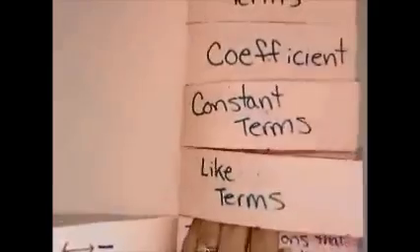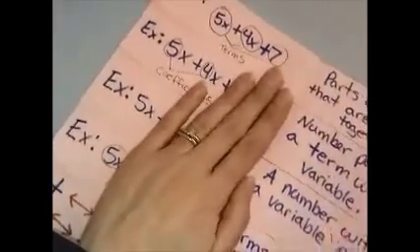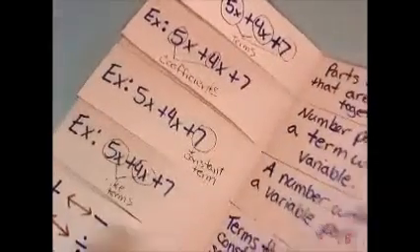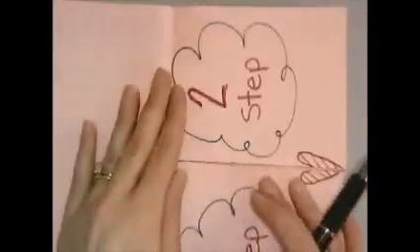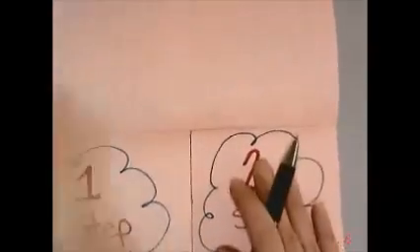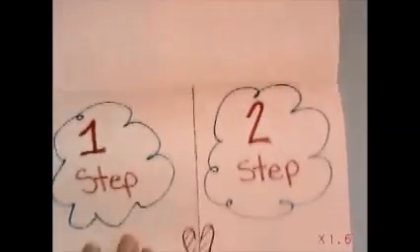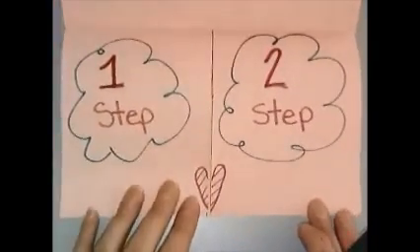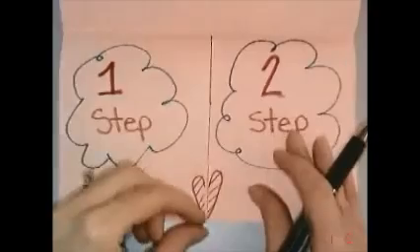So page 2 is our page that we cut into strips, and I'm going to turn this sideways again. Page 3 has our definitions and examples. And then we're going to flip the page. So the 4th page, I'm going to turn it sideways. And on the left, I write 1 step, and on the right I'm writing 2 step.